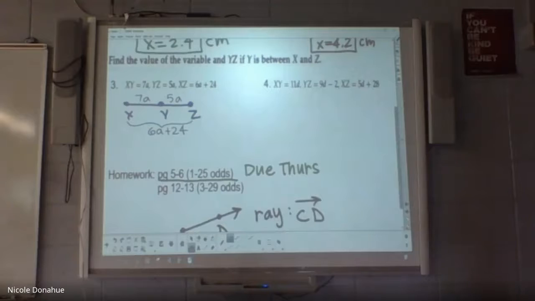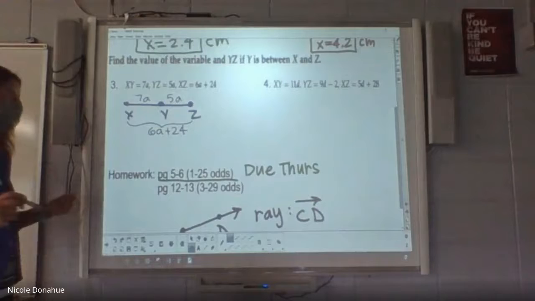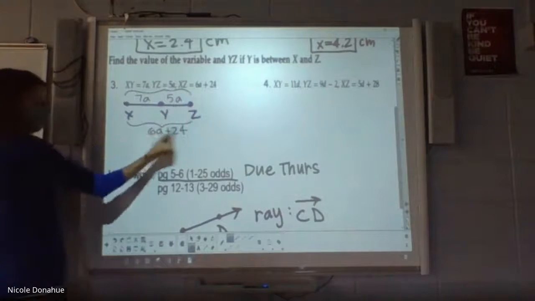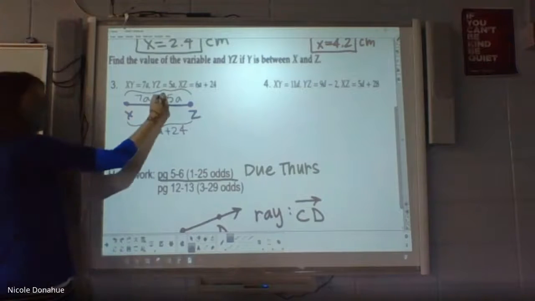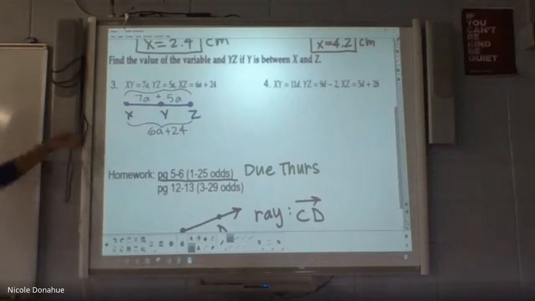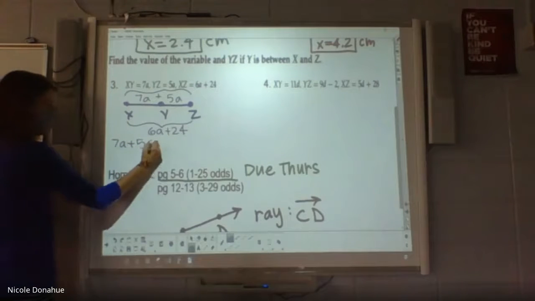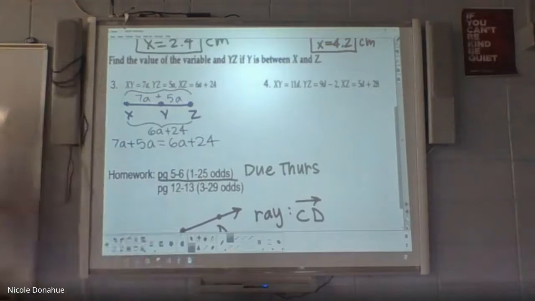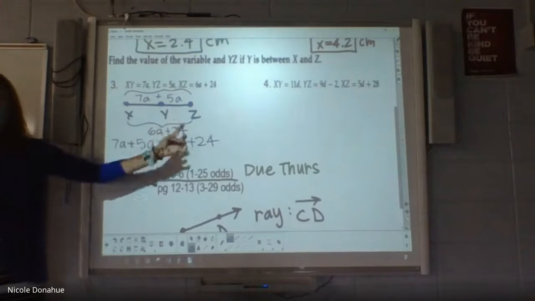Yeah, go ahead, Dawson. Take the 7A plus 5A and then do the 6A plus 24. They're equal to? Yeah, so we know that these 2 together should equal that, right? Those 2 parts together should equal this one. So 7A and 5A together should equal 6A plus 24. These 2 together add up to that whole.